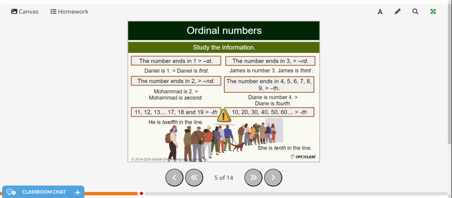And then if the number ends in 4, 5, 6, 7, 8, or 9, we add the TH. Diane is number four, so she is fourth. Now, a few exceptions to these rules are 11, 12, and 13. These three end in one, so 11 ends in one, but we would still put the TH ending on it: 11th. Same thing with 12 and 13, but these are the only exceptions, those in the teens, 11 through 13. Anything else that ends in a 1, 2, or 3, we use the ST, ND, or RD ending.